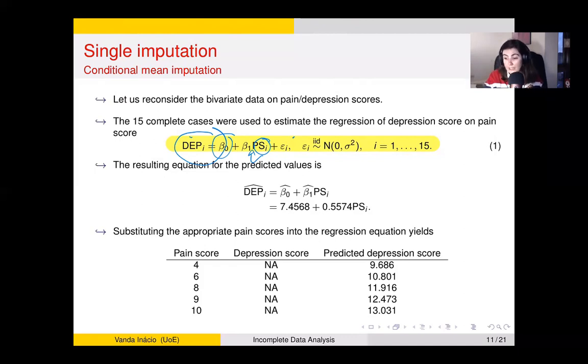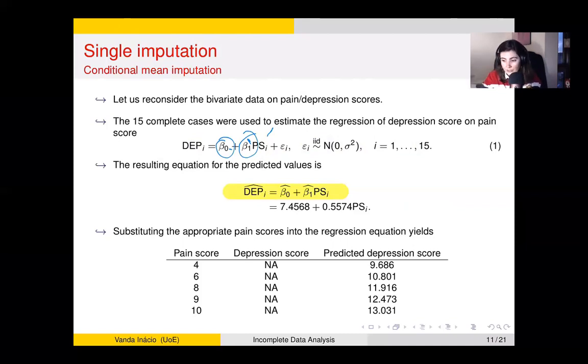Once I have fitted my model, I obtain the estimates of beta 0 and of beta 1. Then for the 5 individuals that have missing observations, I can use my estimated beta 0 and estimated beta 1. I observe they have the depression score missing, but the pain score is observed. So I can just predict using exactly this equation here. Beta 0 hat and beta 1 hat are obtained from the regression model that I fit to the observed data, and I use these estimates to predict the missing values.